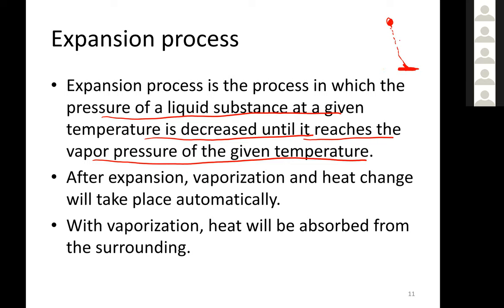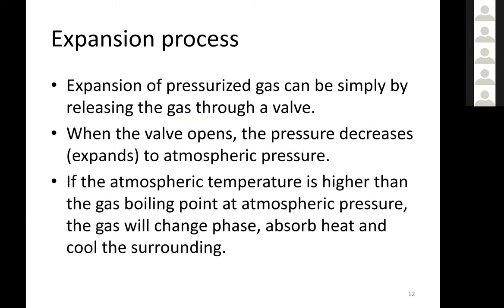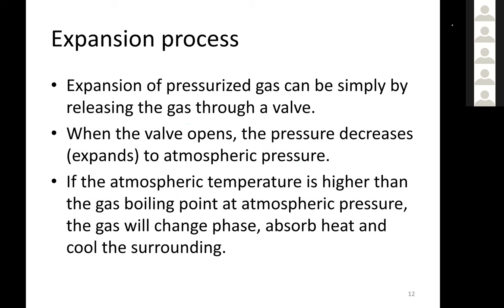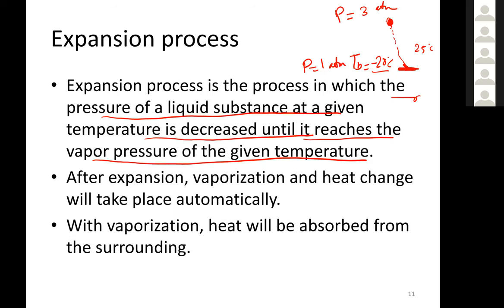Why is that? Because we can do this by aligning the boiling point. So that means if I have P equals, let's say, 3 atmospheric pressure, and at 1 atmospheric pressure, I have the boiling point being, let's say, minus 20 degrees C. So what I can do here, I basically allow the expansion process to start from 3 atmospheric pressure until 1 atmospheric pressure. What happens at 1 atmospheric pressure? I will have the boiling point being minus 20 degrees C, but if my surrounding is higher than minus 20 degrees C, let's say 25 degrees C, then of course, in that case, heat is going to be taken from the surrounding into the refrigerant.